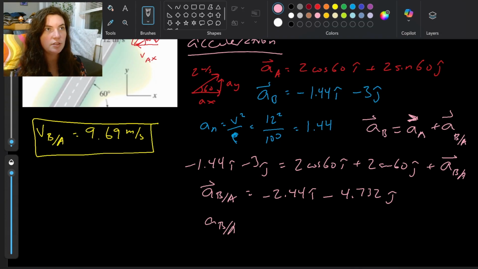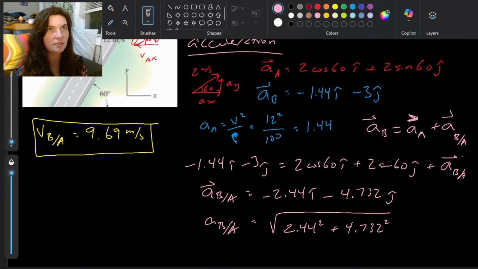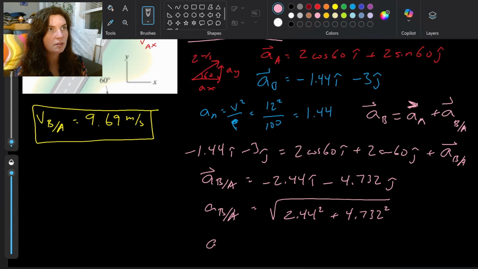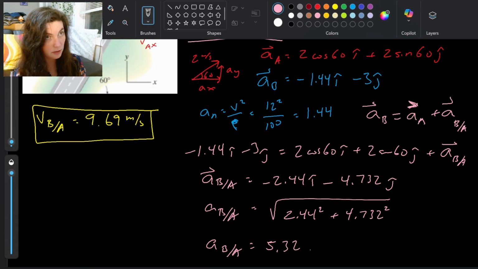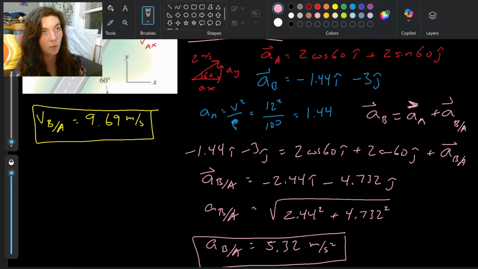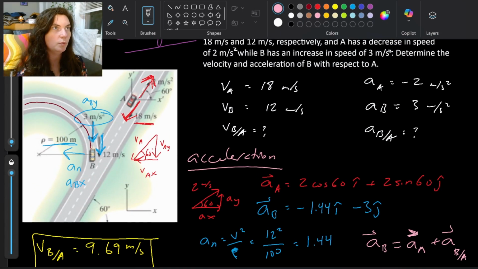We're going to find the magnitude, taking the square root of the squares. I have a bad habit of dropping negative signs when I do this, but it's just because I know it's getting squared. Everything is going to be positive under this square root. Popping that in the calculator, it gives me 5.32 meters per second squared for the acceleration of the little yellow car with respect to the little red car.